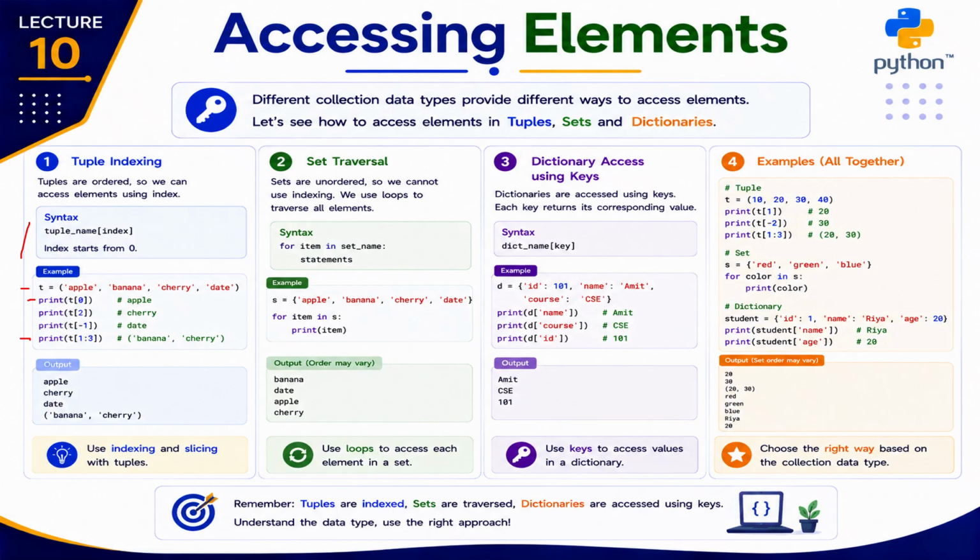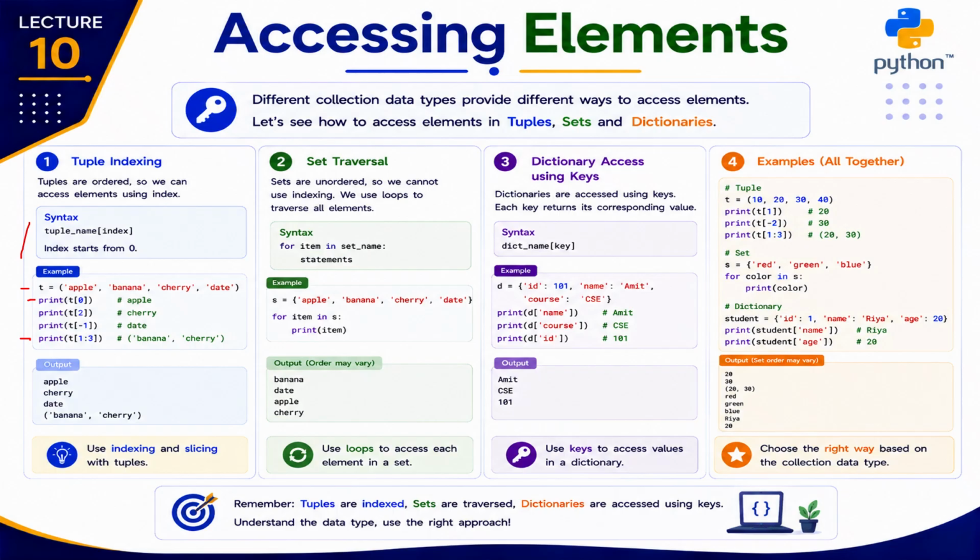Now let's talk about sets. Sets are unordered collections, so they don't support indexing. Instead, we use a loop to access every element. This process is called traversal. Now let's understand this syntax. You can see for item in set name and then all the statements.